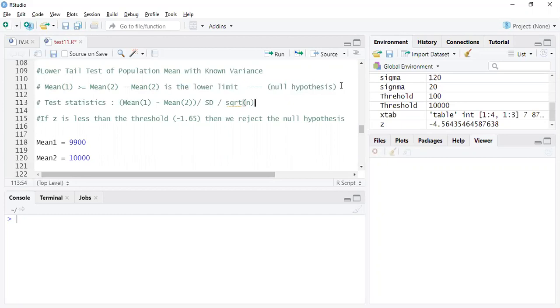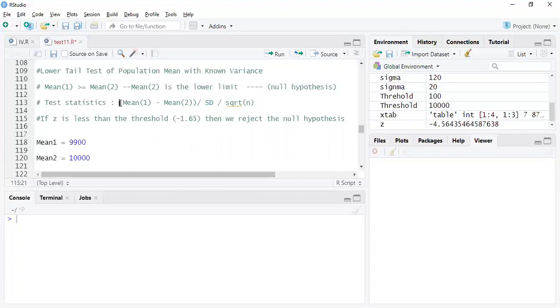For this, we'll calculate the test statistic ourselves. It's pretty simple: mean 1 minus mean 2 divided by the standard deviation of mean 1. Remember here, the population given to us is mean 1. Mean 2 is just a number from another population. I do not have to calculate the standard deviation or the variance of it. That's not needed. That's just a limit we are comparing to.